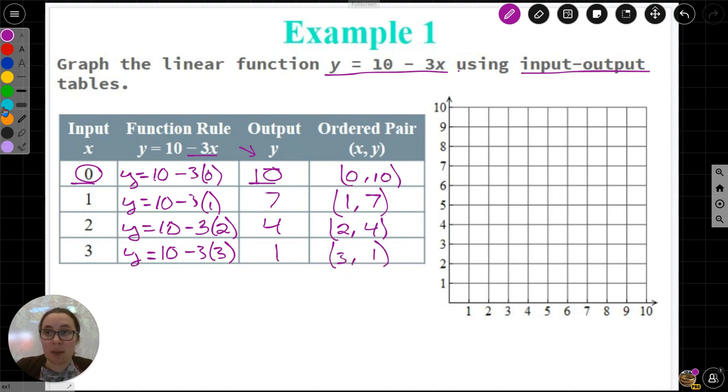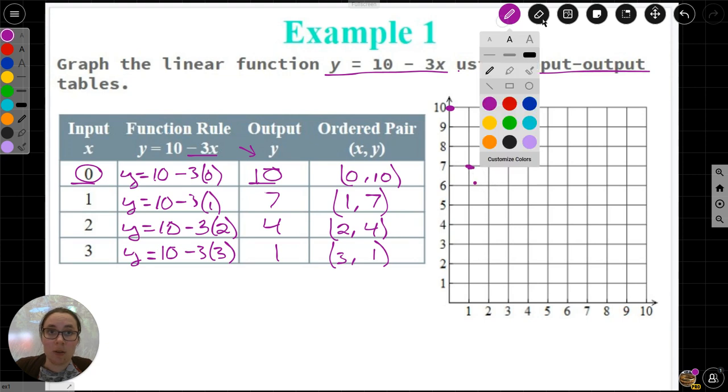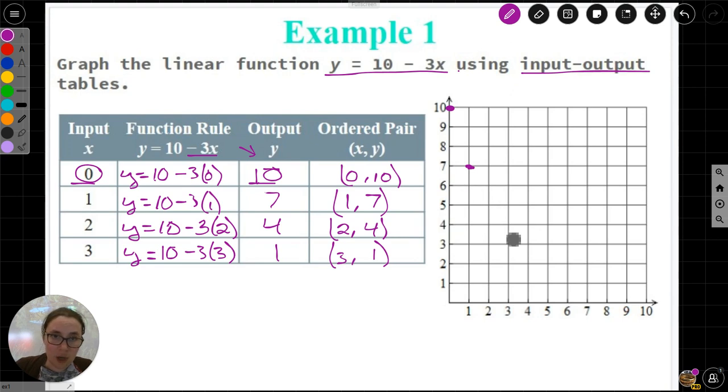Over here on the graph, let me go ahead and make the points bigger. 0, 10; 1, 7; 2, 4; and 3, 1. There you go. So we have our 4 points on our graph now.